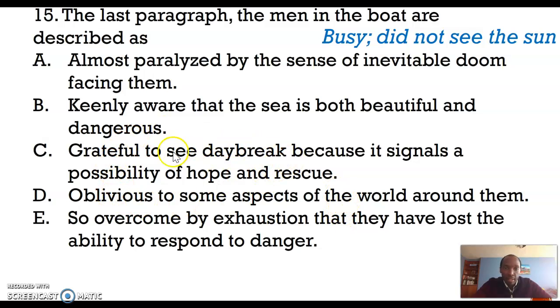In fact, the text says nothing about hope and rescue, right? So the other answers don't have evidence for them. So your target, that's what helps you navigate this. If you have a target, you have a lens through which you can eliminate what's wrong, and then apply it, and then find the answer that matches it. So those are the three questions.